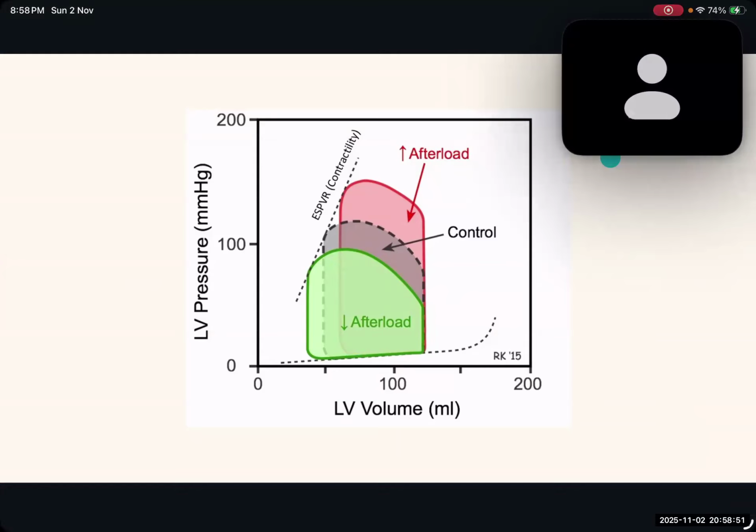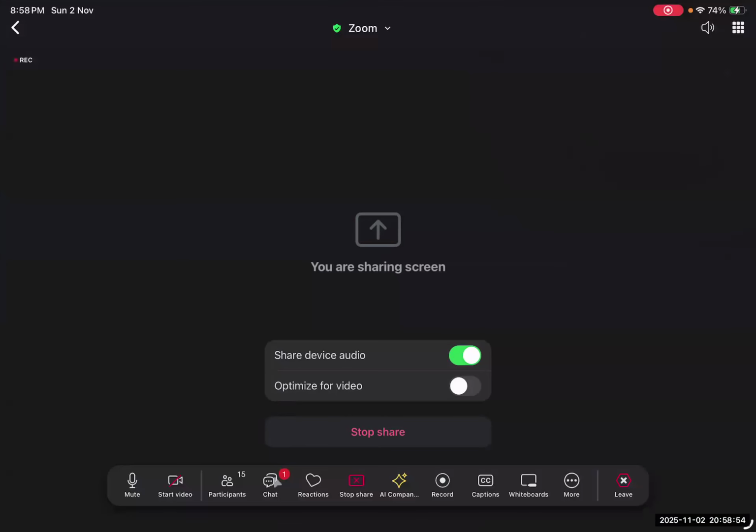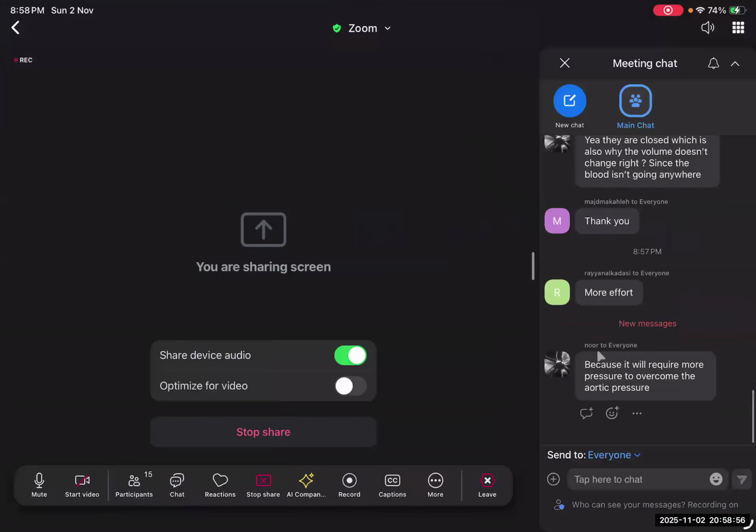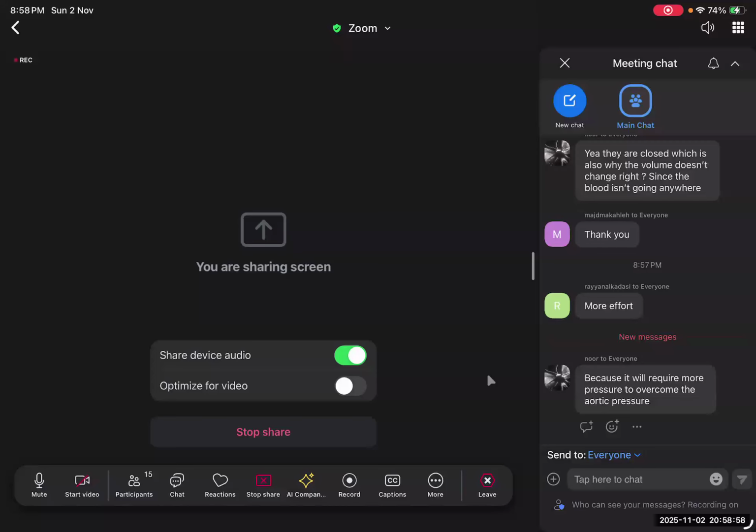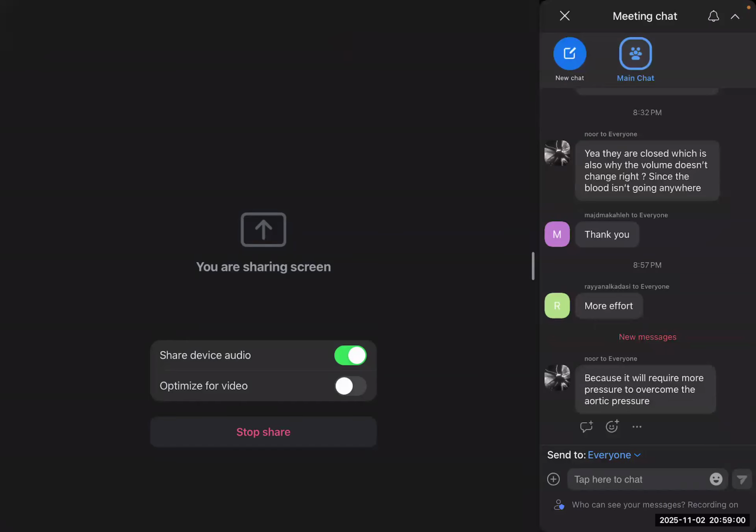Does anybody have any questions? Yes, exactly right. No, because it will require more pressure and thus it'll be harder to have. Does anybody have any questions about the pressure volume loops? Is everything clear?